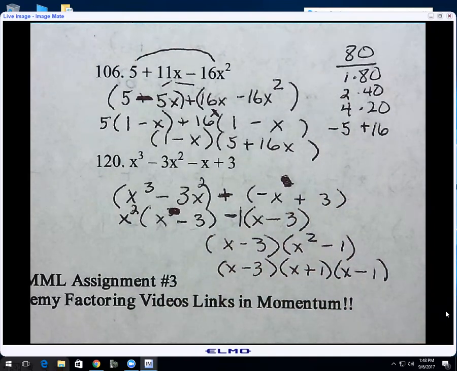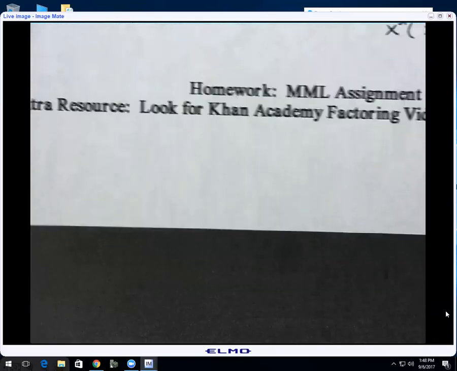All right, sorry I got in a hurry and messed up on that last one. But on every line, look and make sure it's still equivalent to the line above it. Homework is assignment 3 in my math lab.